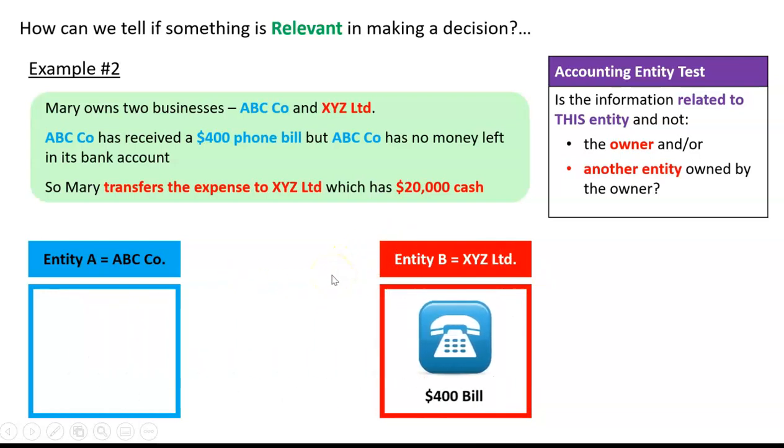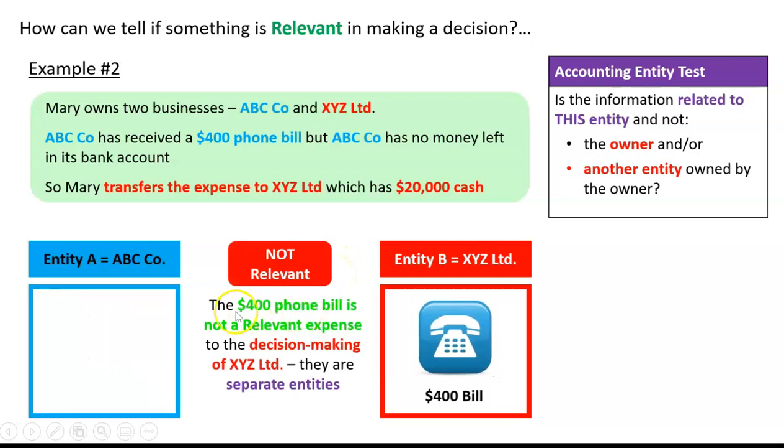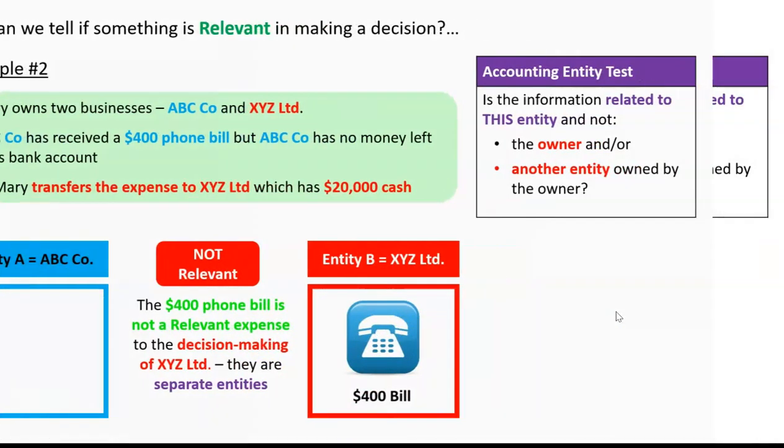No, it is not relevant. That $400 phone bill is not a relevant expense for entity B. It shouldn't impact its decision making. It shouldn't have to factor the phone bill for this entity into its decision making because they're separate entities.